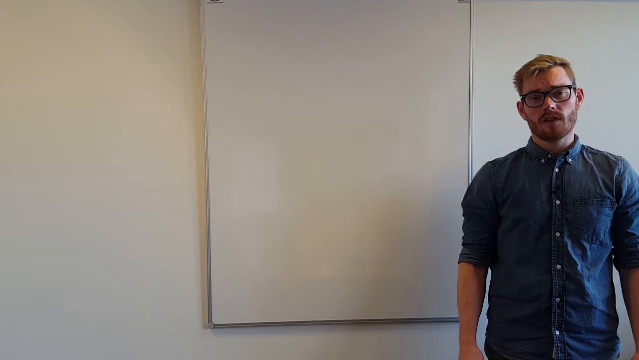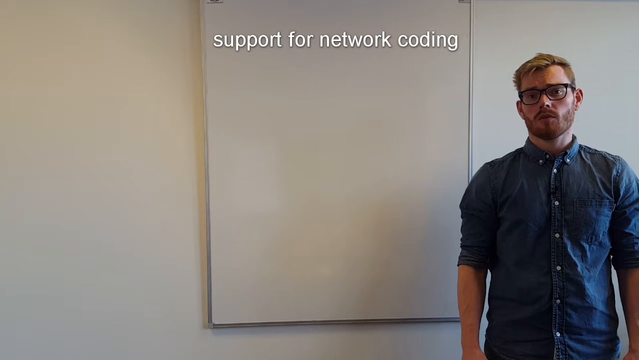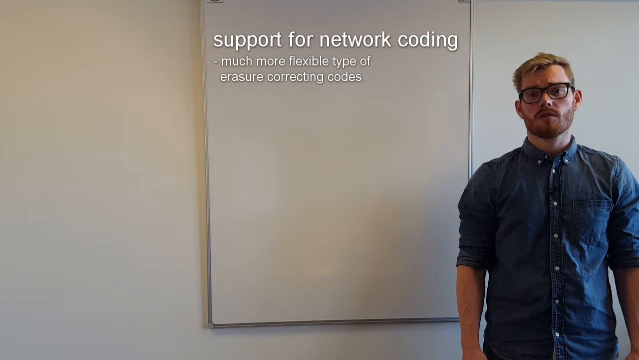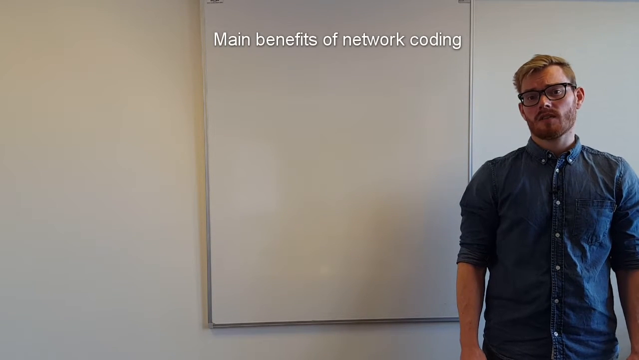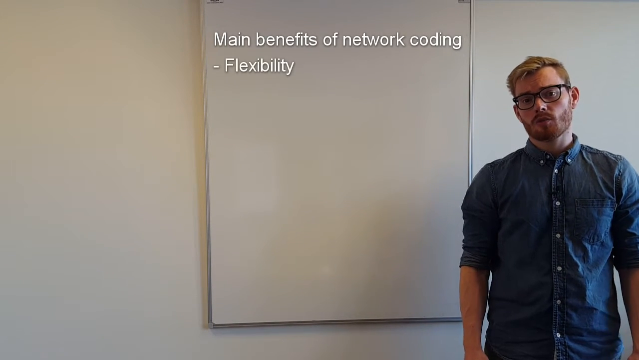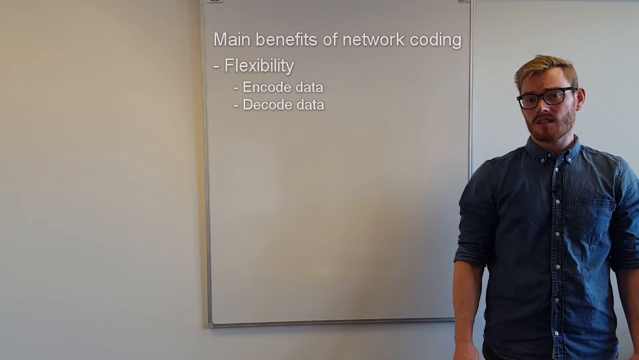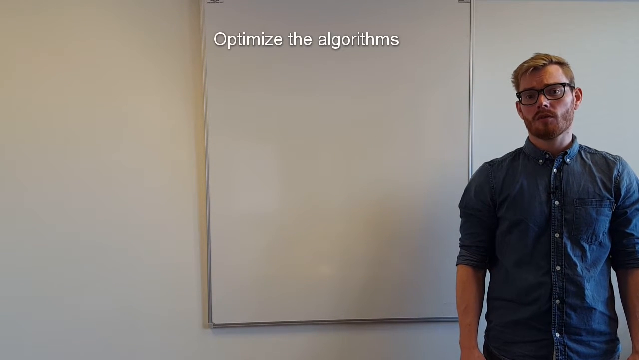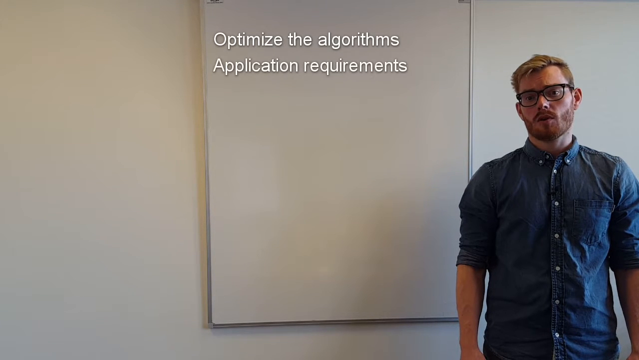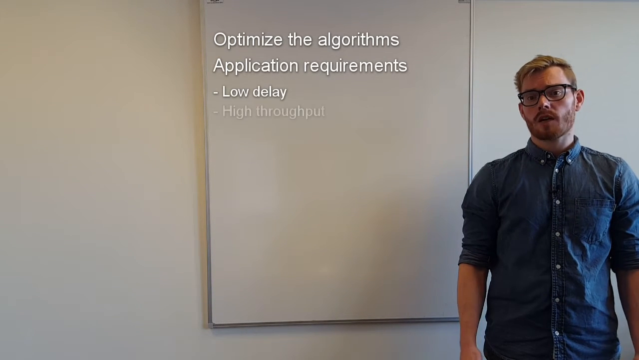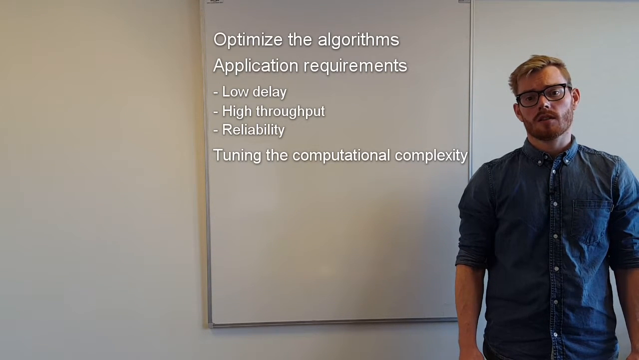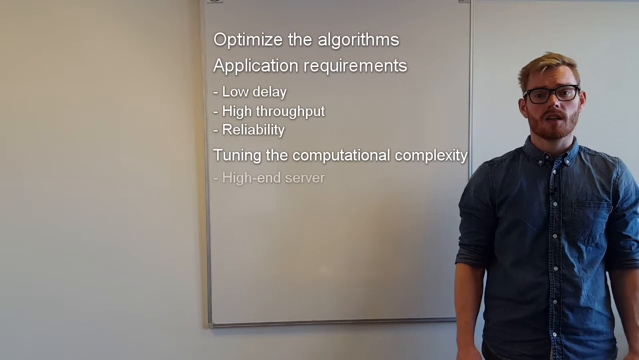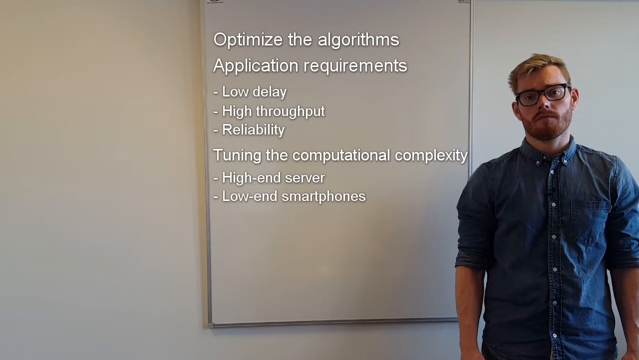One of Kodo's key features is the support for network coding, which is a much more flexible type of erasure-correcting code than block codes such as Reed-Solomon. One of the main benefits of network coding is the flexibility in how we encode and decode data. This allows us to optimize the algorithms to different types of application requirements, such as low delay, high throughput, and reliability, while also tuning the computational complexity of the algorithms to different types of receiver and sender devices, being high-end servers or low-end smartphones.